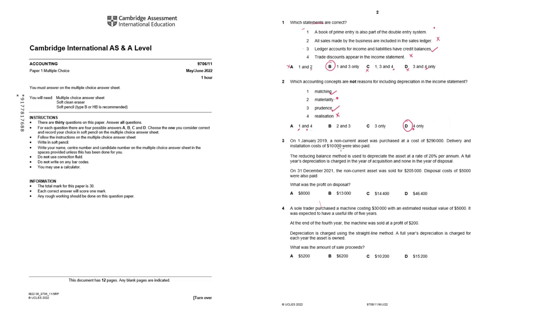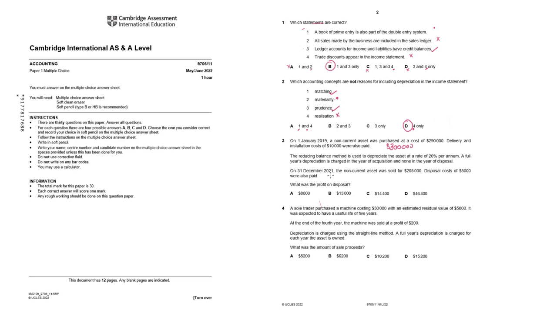On 1st Jan 2019, a non-current asset was purchased at a cost of 290,000. Delivery and installation cost of 10,000 were paid. So the total cost of the non-current asset is 300,000. So let's write it here. Reducing balance method is used to depreciate the asset at a rate of 20% per annum. Full year's depreciation is charged in the year of acquisition, none in the year of disposal.